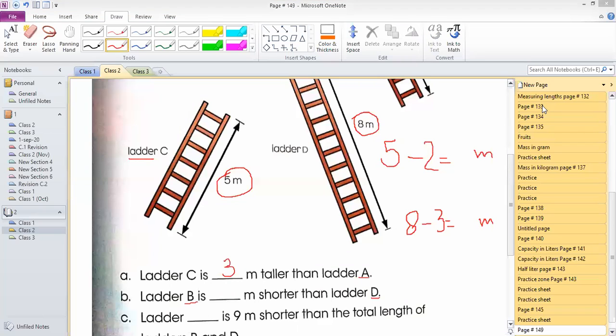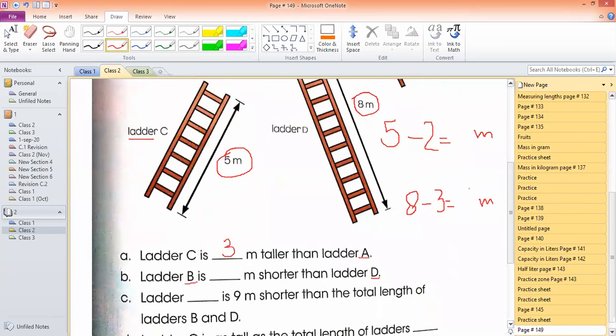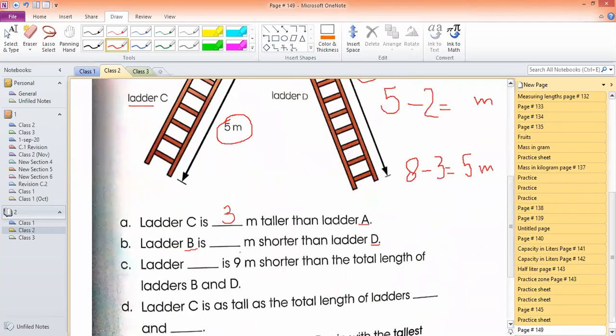Yes guys, 8 minus 3 is equal to dash meter. 4. 8 minus 3 is equal to 5, not 4. 1, 2, 3, 4, 5, 6, 7, and 8, minus 3: 1, 2, 3. So how many lines are left? 1, 2, 3, 4, and 5. So 8 minus 3 is equal to 5 meter. So you will say ladder B is 5 meter shorter than ladder D.